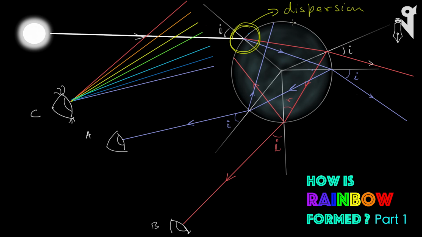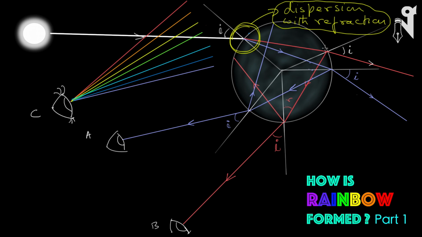So you have dispersion with refraction. There has been reflection also, but that doesn't explain the rainbow we are seeing. So we'll just omit that. We are not going to discuss that with respect to the primary rainbow I want to show.